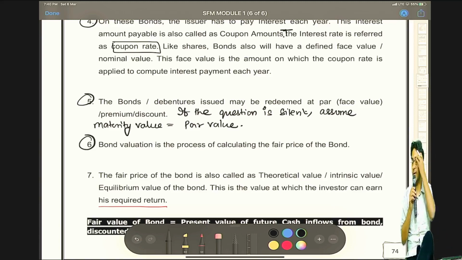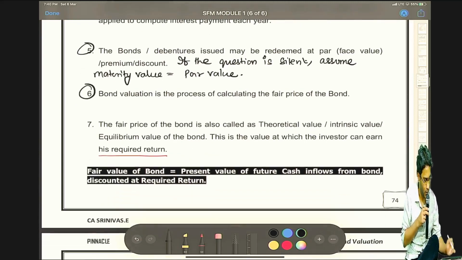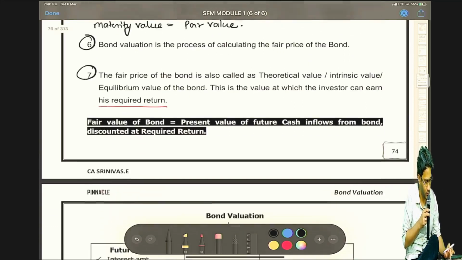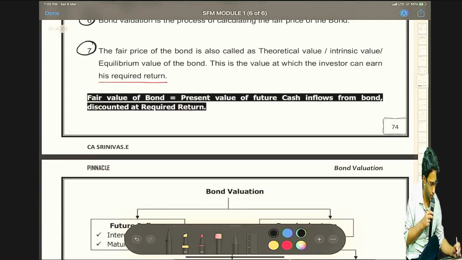Next. As the chapter name is bond valuation, what is bond valuation? Bond valuation is a process of computing the fair price of the bond. The fair price of the bond is also called theoretical value, intrinsic value, equilibrium value. This is the value at which an investor can earn his required return. Please underline that point.